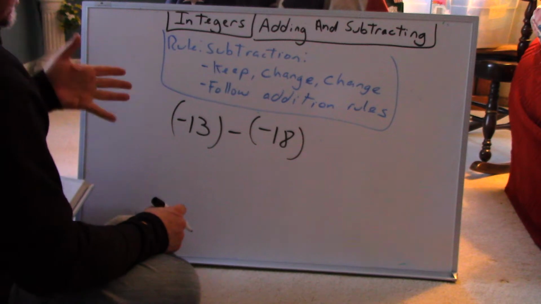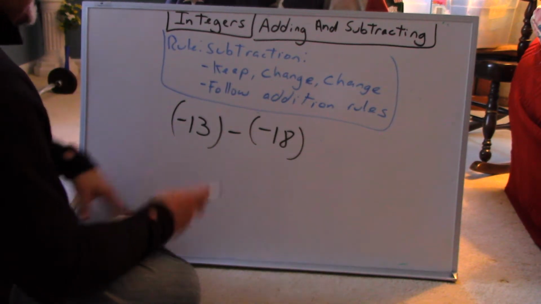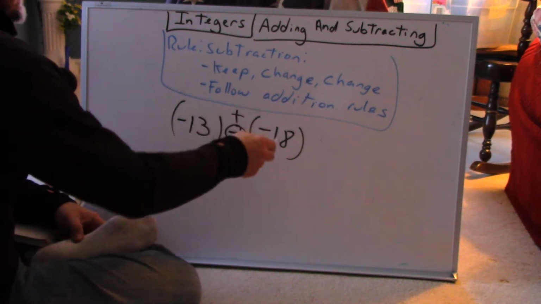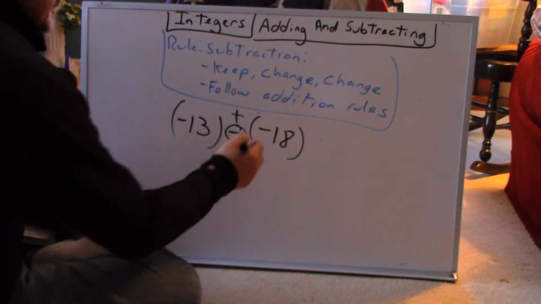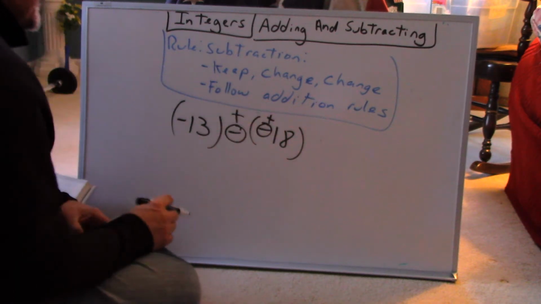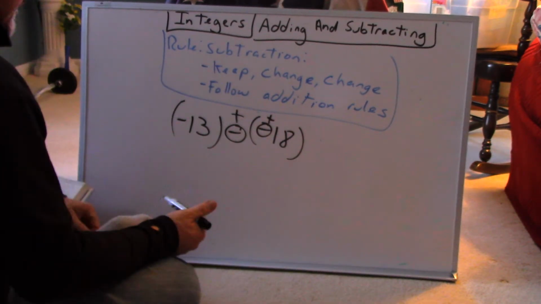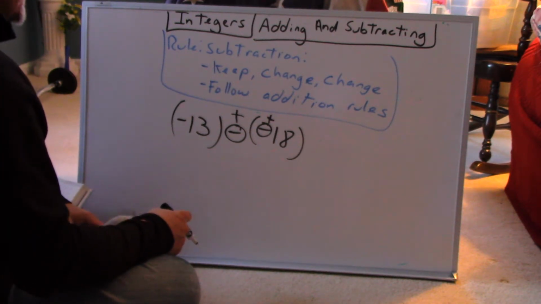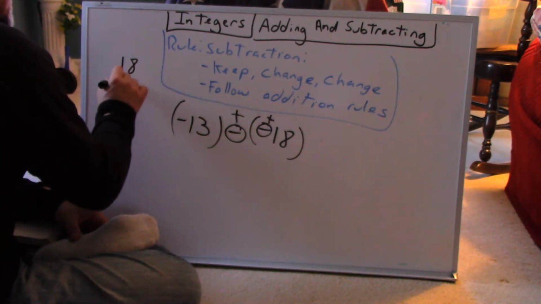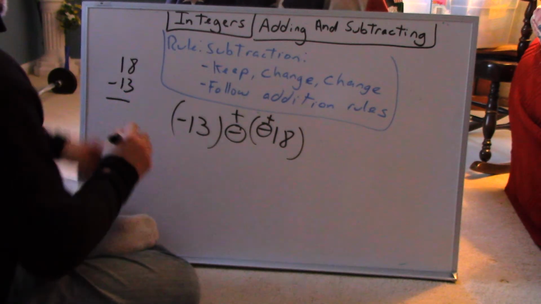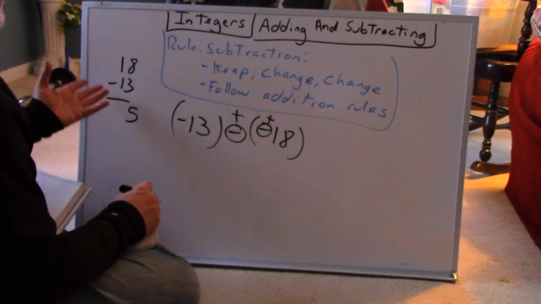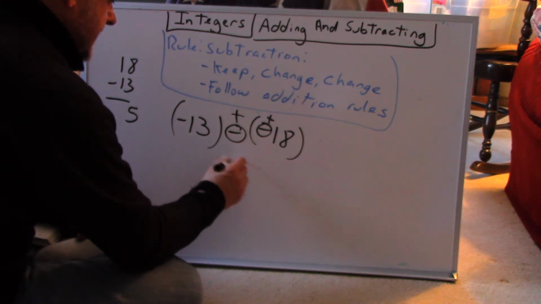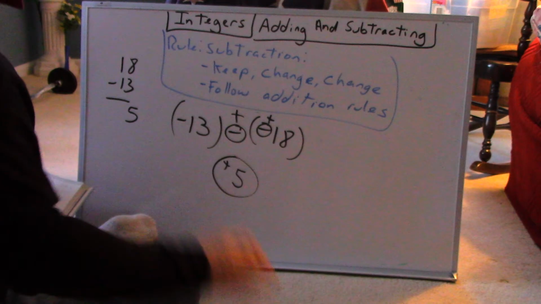Now, keep the first sign, change the operation symbol, that's the second change, and then you change the second number. That's positive. So now we have a negative 13 and a positive 18. The signs are different, so you subtract and take the sign of the higher number. So you go 18 minus 13. 8 minus 3 is 5. And that's it, because 1 minus 1 is 0. So then it's positive 5, because that's the higher number.